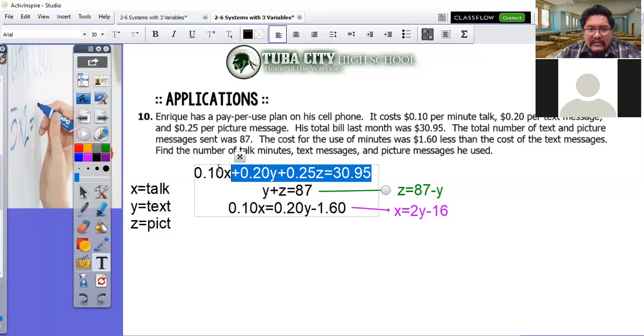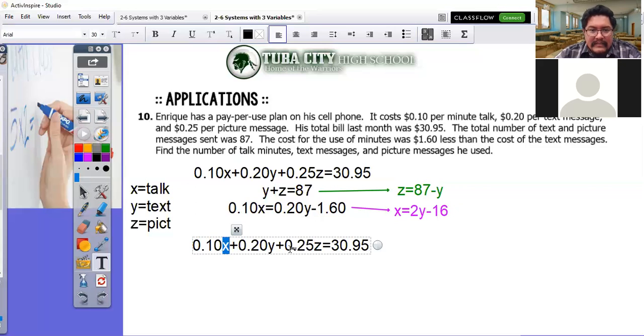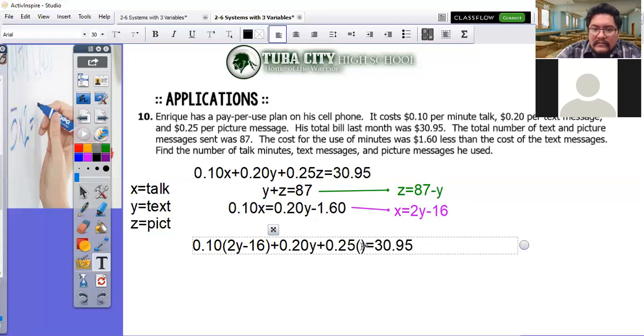So when I replace them with numbers that have y in them, well, okay, that's going to make things a little bit easier, because now I know that x is equal to 2y minus 16. And we also know that z is 87 minus y.